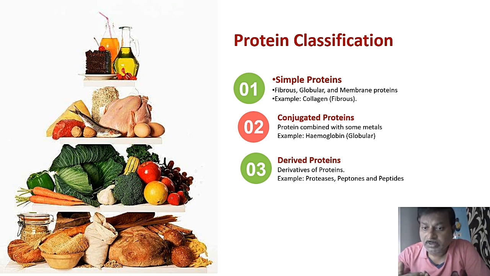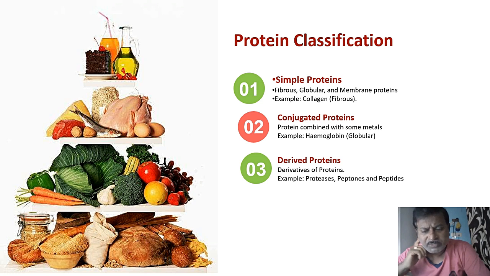Example, hemoglobin. Hemoglobin has heme and globin. Globin is the protein part, and heme is the iron-containing pyrrole ring compound. It's a metal-containing compound. So the metal-containing non-protein part combines with the protein part, that is globin, and it forms a conjugated protein called hemoglobin.